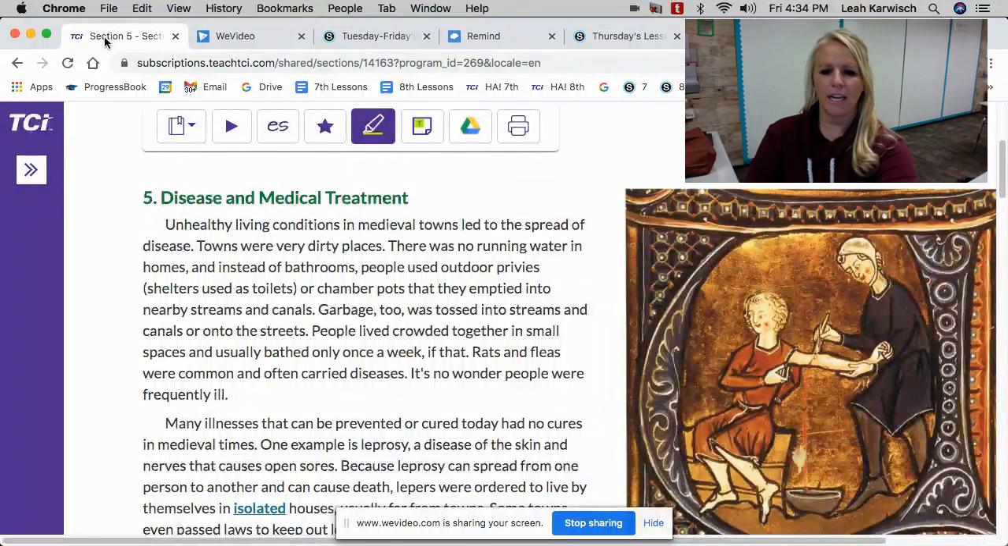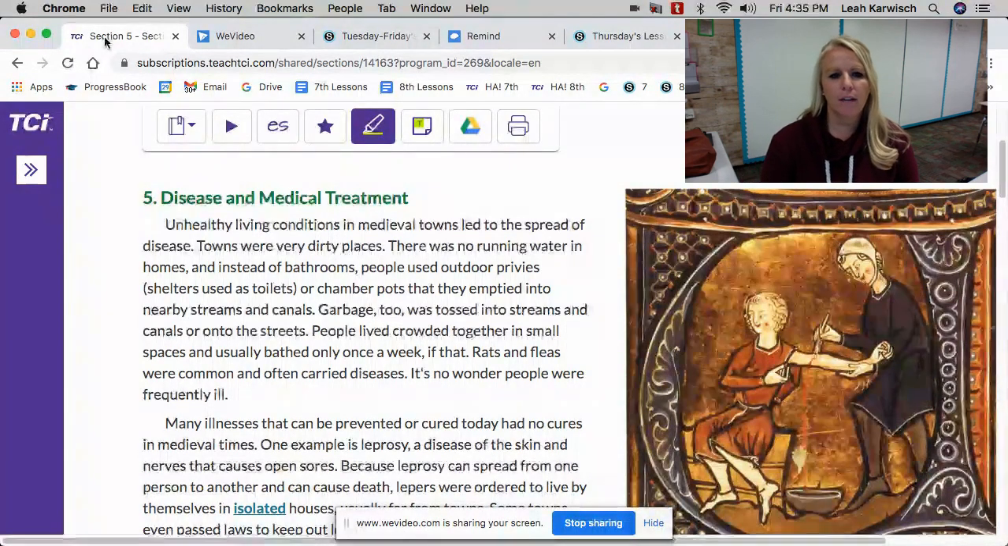All right, so we are in lesson 16 still, so you should have the lesson 16 doc pulled up. And for this section, I'm not going to just break down exactly what you should write for number one, because number one's asking for 3 different conditions in medieval towns that led to the spread of the disease. So we're going to go through a lot of them, and you can pick which 3 you want.